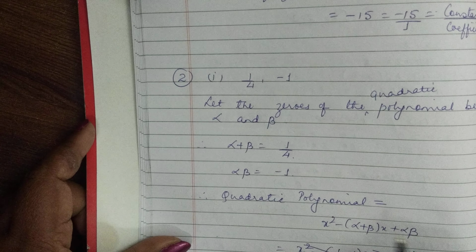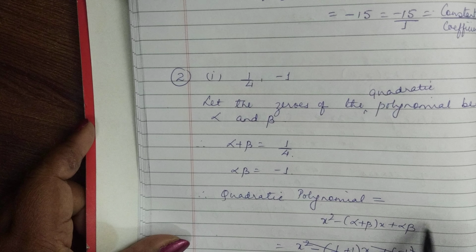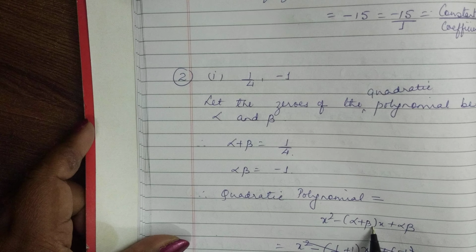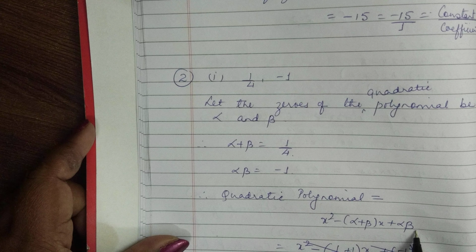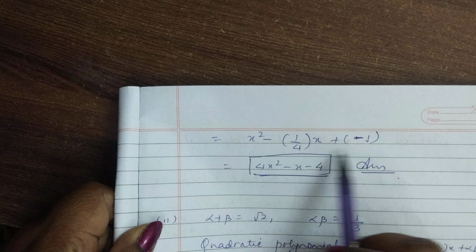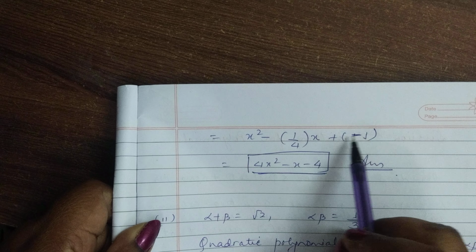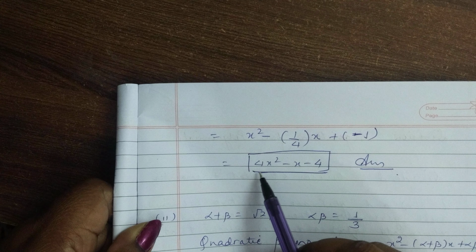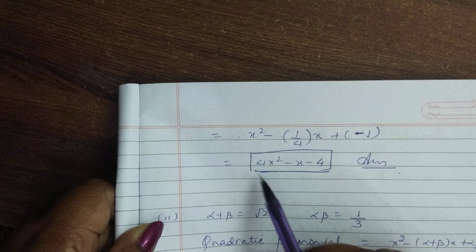Now what you have to do is just put the values given in this quadratic polynomial. In place of alpha plus beta, you will put 1 by 4, and in place of alpha beta, you will put minus 1. Now on putting the values, you will get x square minus 1 by 4 x plus minus 1, that is minus 1. So you take the LCM, it will become 4x square minus x minus 4. So this is the required polynomial.